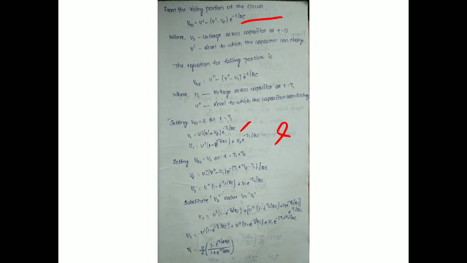And again setting the values, V02 is equal to V2 at t equal to T1 plus T2, the total time. Putting these values into the V02 equation, and substituting the above values, the equation will be like this.